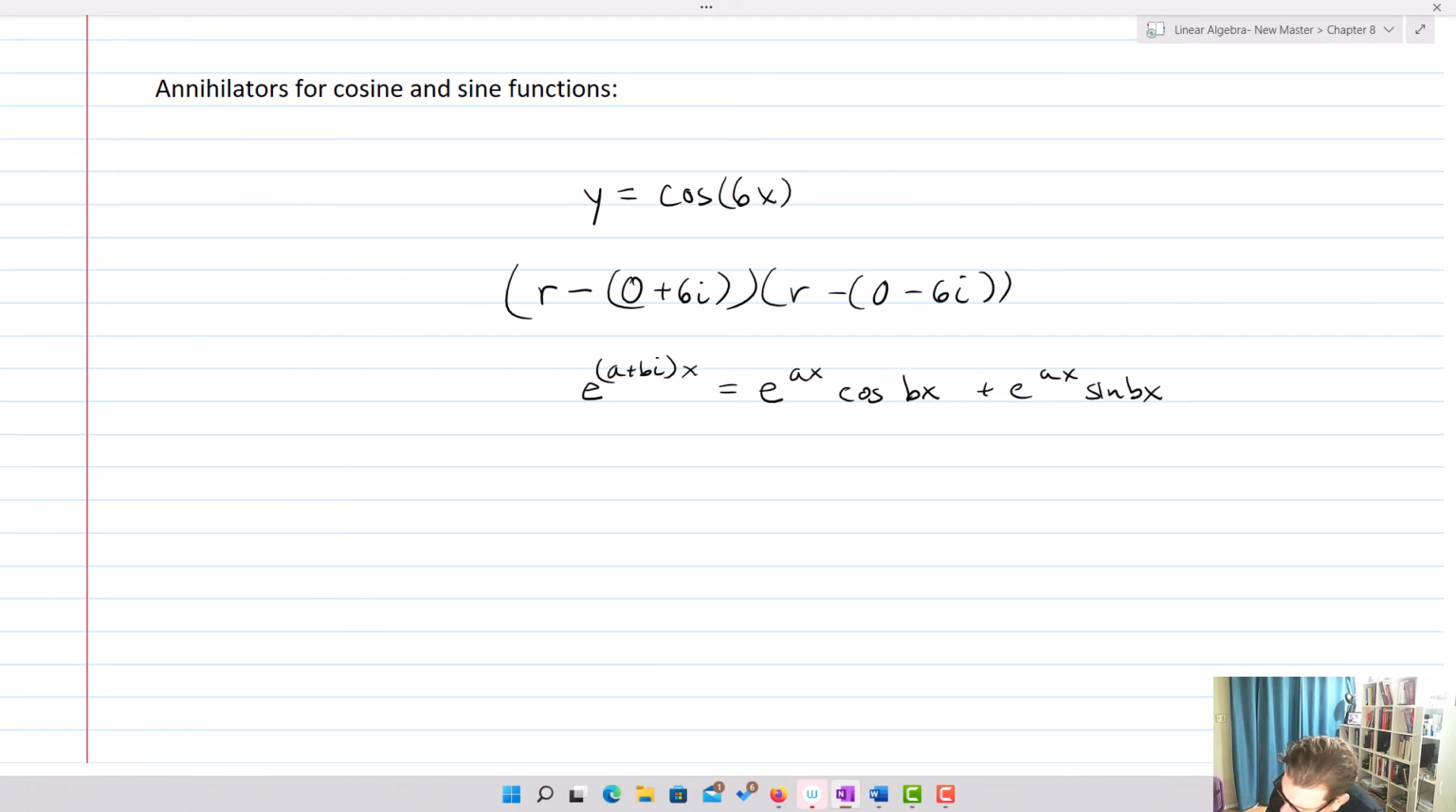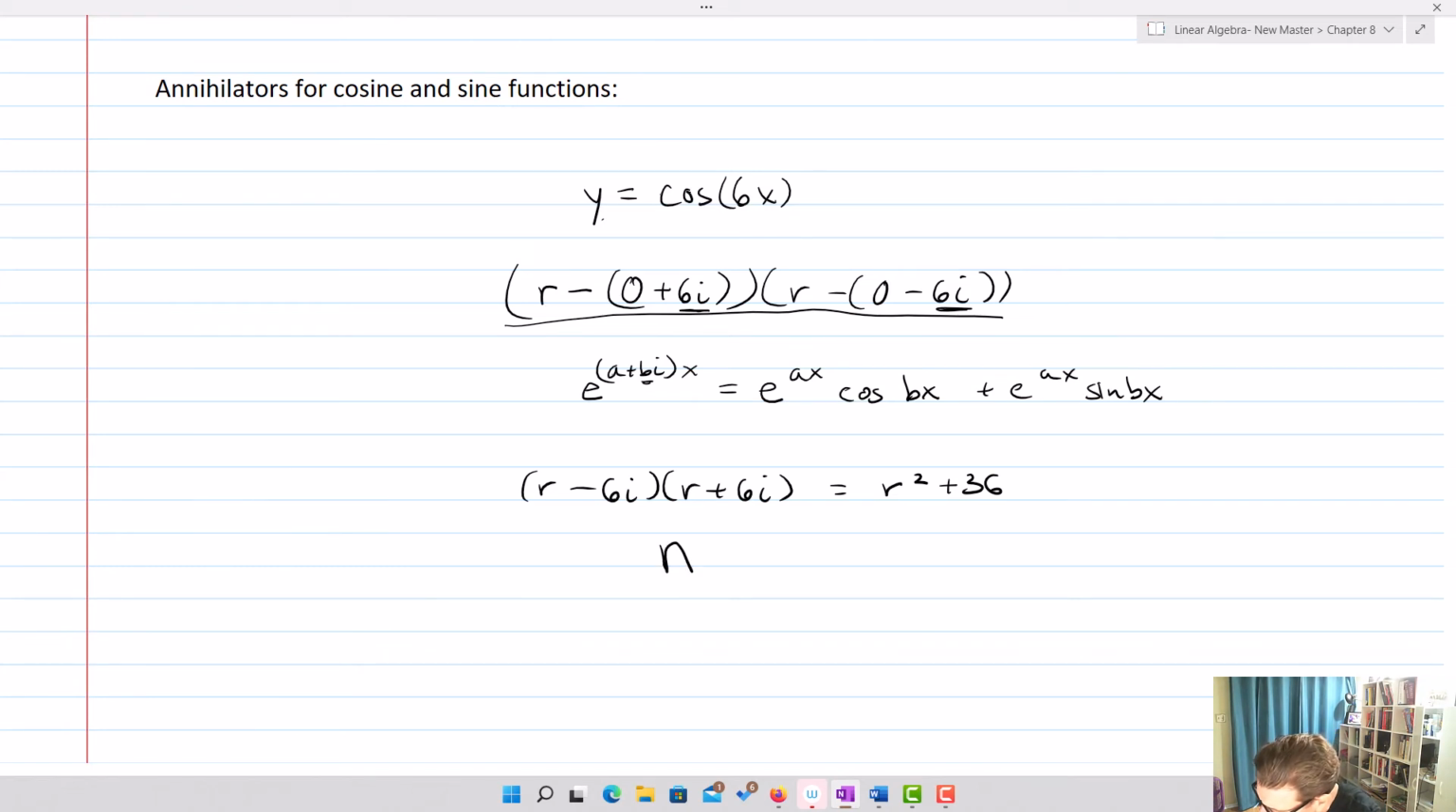Okay? So, given the fact that I have y equals cosine 6x, I'm going to have that complex root, and in this case, b is going to equal 6. That's why I put the 6i here. And a is 0 because there's no e power here. So my annihilator is actually going to look like this because I'm going to need the complex conjugate. So I'm going to have r minus 6i times r plus 6i. That's going to be the polynomial. This is going to give me r squared plus 36. And if I turn that into an annihilator, that's going to end up being A of D equals D squared plus 36.